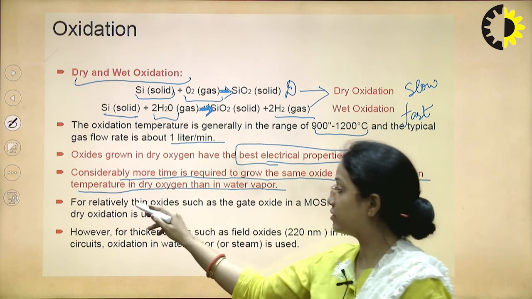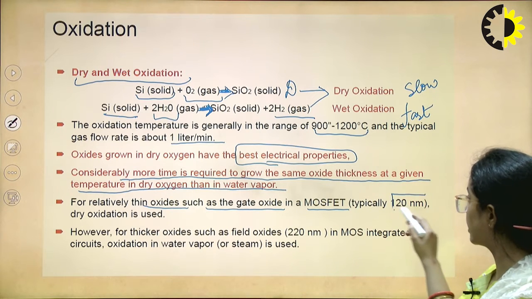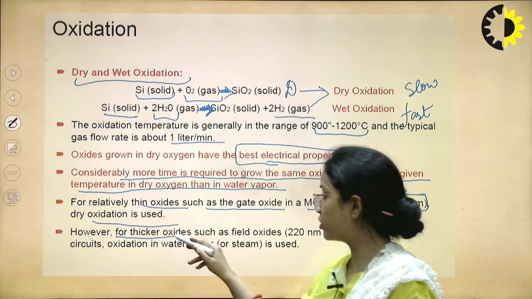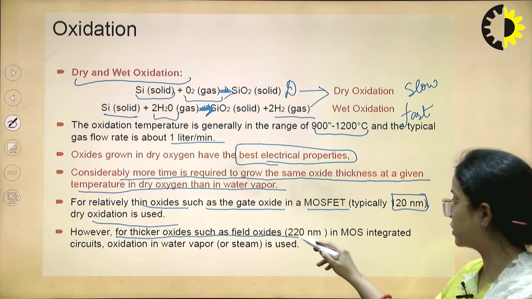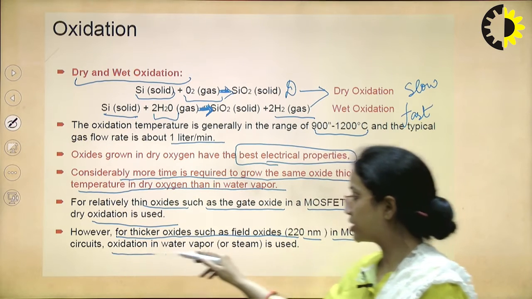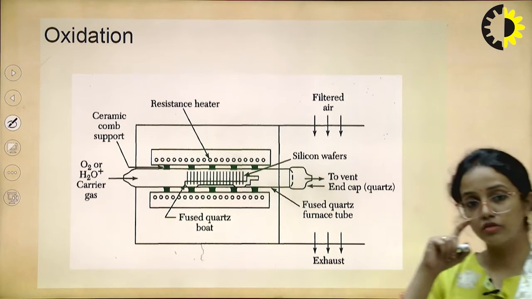For relatively thin oxides such as the gate oxide in a MOSFET, typically 120 nanometer, dry oxidation is used. However, for thicker oxides such as field oxides in MOSFET ICs, oxidation in water vapor or steam is used. Here again we have an apparatus.